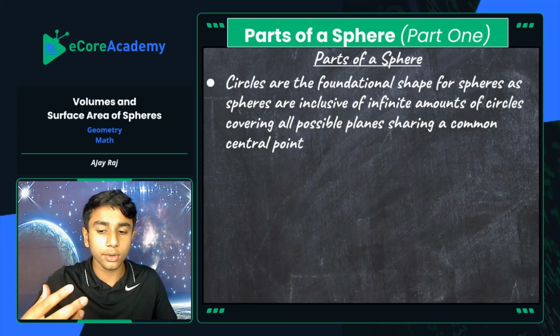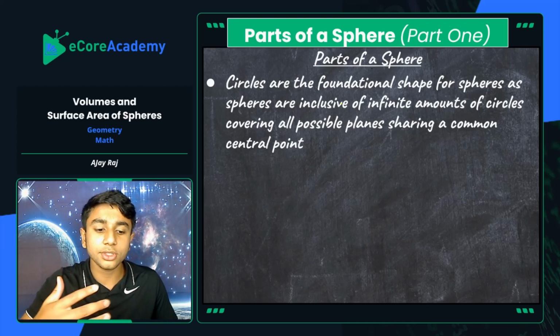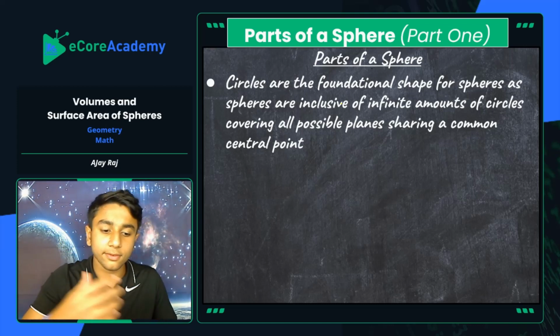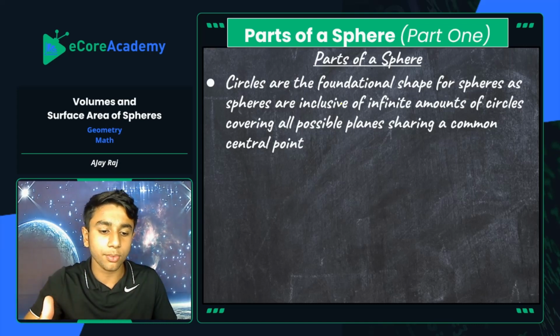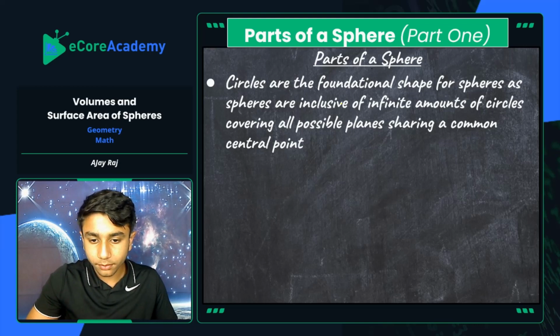And when you do that, when you rotate it along those axes, you're looking at all the infinite amounts of planes that you can create a circle. And once you do that, you'll actually come up with your 3D object of a sphere. And the sphere, like I said, is going to have a common central point that's all going to be similar to the given circle.